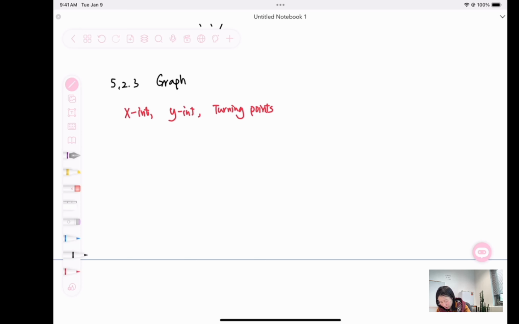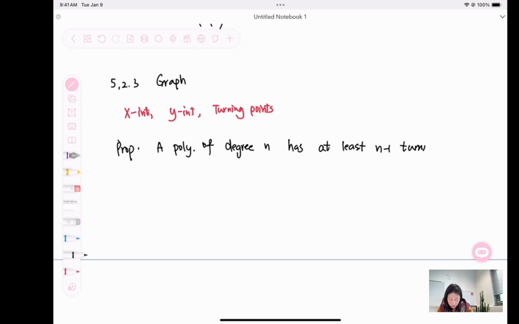Proposition. Here is the proposition of the graph. A polynomial of degree n has at most n minus 1 turning points. So look at this graph.